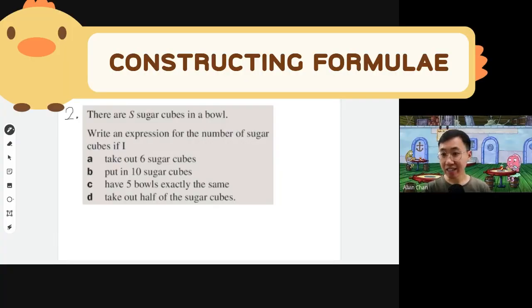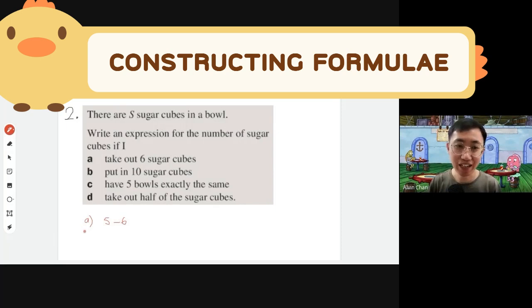There are S sugar cubes in a bowl, so they don't want to tell you how many. They use algebra to cover the number. They call it S. Write an expression for the number of sugar cubes if I take out 6 sugar cubes. So let's do A. If I take out 6 sugar cubes total, which is S minus 6, because when you take out, it means you remove 6 of them.